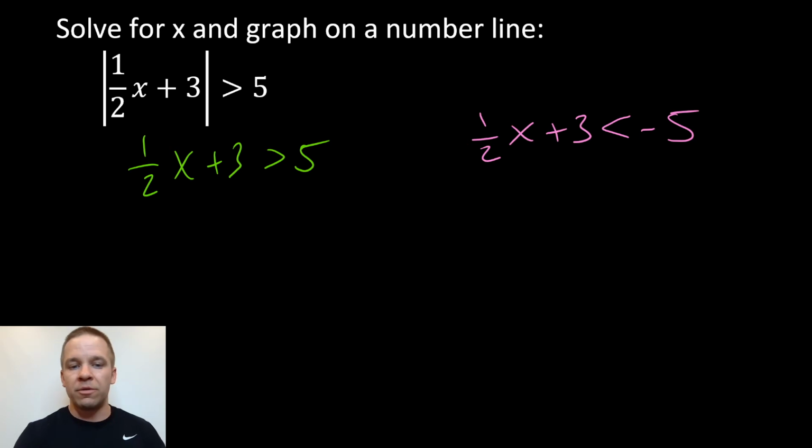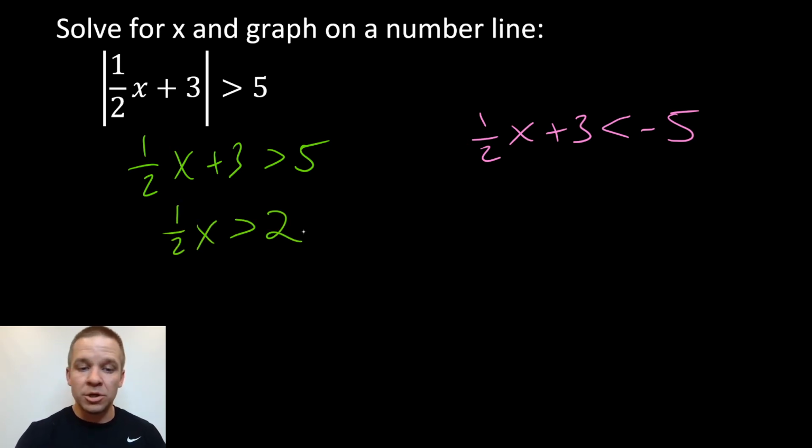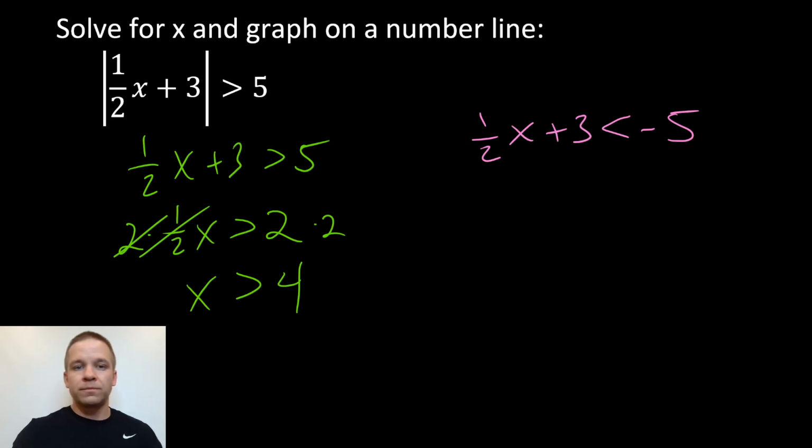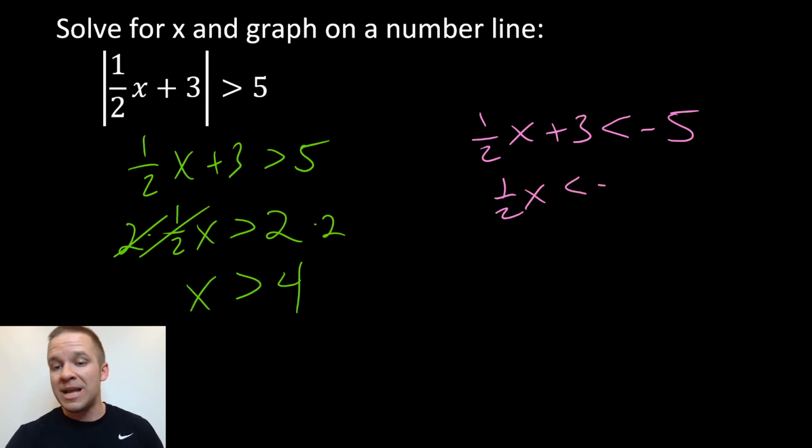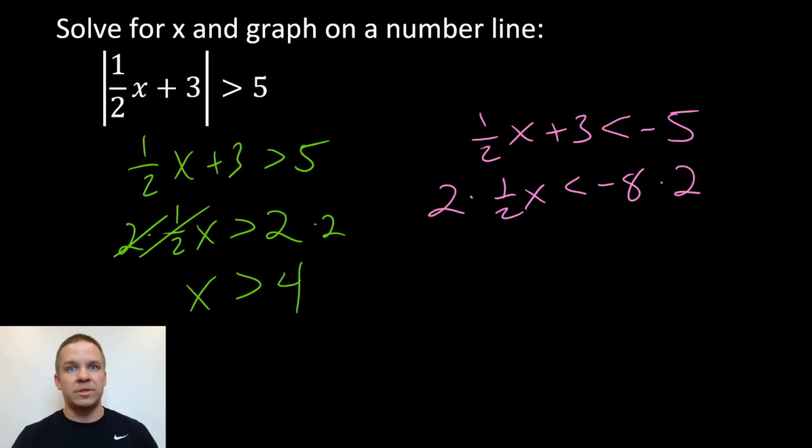All right, let's solve the green one first. I'm going to subtract 3, and I get 1/2 x is greater than 2. And then when I divide by 1/2, that's the same as multiplying by 2 on both sides. Boom, that's gone, and I'm left with x is greater than 4. Now the other one is going to be subtracting 3 again. I'm going to have 1/2 x is less than negative 8. And I'm going to multiply by 2 again, right? Because I can multiply by the reciprocal instead of dividing by 1/2. And I'm going to get x is less than negative 16.